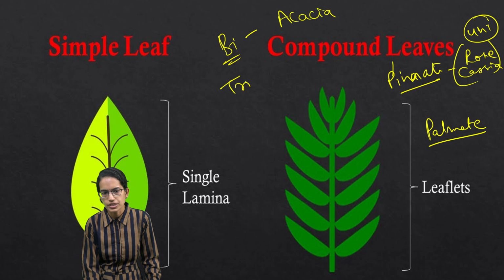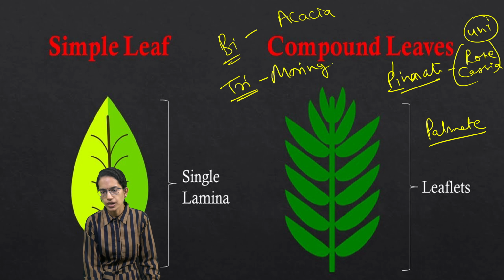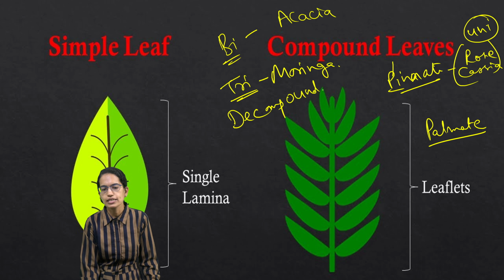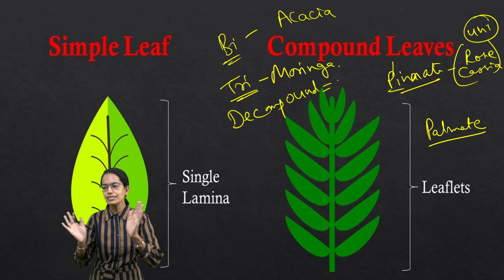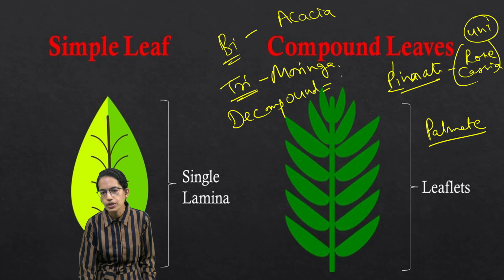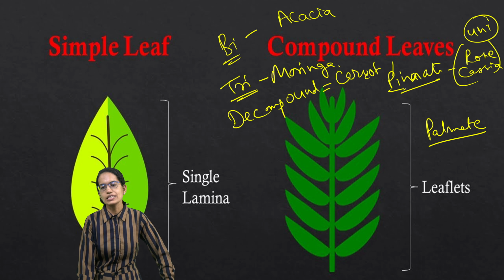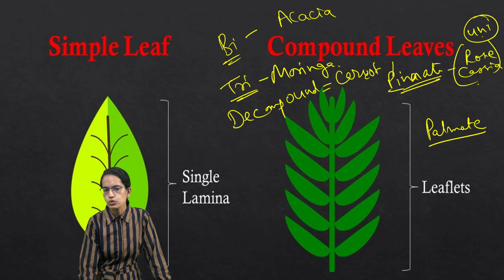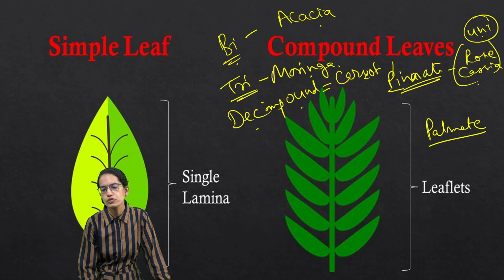Then we have tripinnate. So again in the pinnate itself there is tripinnate. Example of tripinnate is moringa. And then there is decompound where rachis is divided into more than 3. So numerous branches are clearly seen and a good example is carrot. So 4 classifications under pinnate: unipinnate rose, bipinnate acacia, tripinnate moringa which is drumstick, and decompound which is carrot.